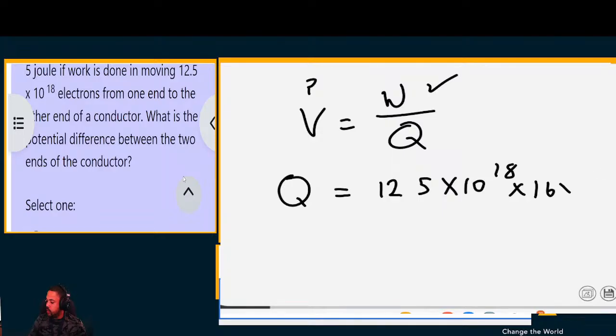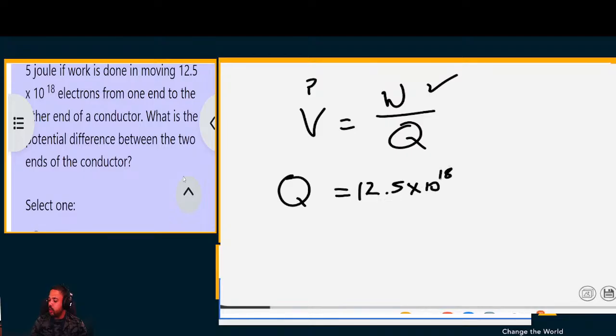That last part can't fit in. Let me rewrite the whole thing. We have 12.5 times 10 to the 18 electrons in total. Multiply that by the charge on a single electron, 1.6 times 10 to the negative 19. And that, ladies and gentlemen, gives us the total charge that is moved throughout this conductor. It's just the number of electrons multiplied by the charge on a single electron. Now if you multiply 12.5 times 10 to the 18 by 1.6 times 10 to the negative 19, you get 18 minus 19, that is negative 1, and 12.5 times 1.6.